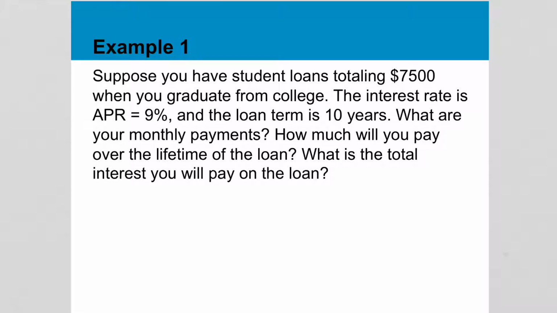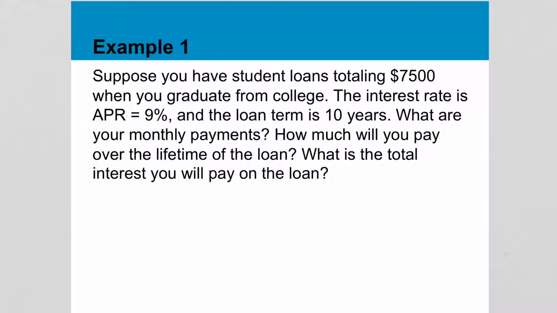Suppose you have student loans totaling $7,500 when you graduate from college. The interest rate is 9%, and the loan term is 10 years. What are your monthly payments? How much will you pay over the lifetime of the loan? And what is the total interest you will pay on the loan?